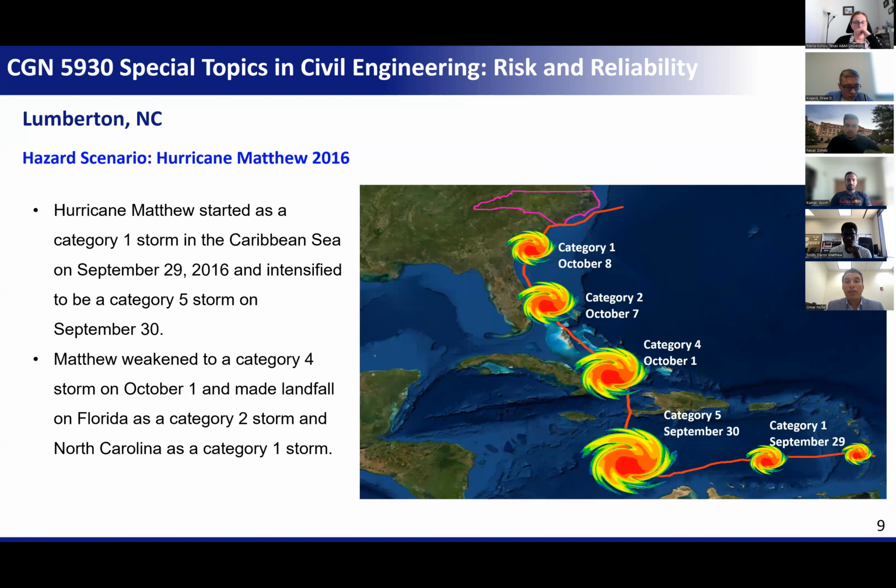So we applied this approach for Lumberton, North Carolina, as I said, and we used Hurricane Matthew in 2016 as a hazard scenario. Hurricane Matthew started as a Category 1 storm in the Caribbean and then intensified to be Cat 4, but at landfall, it was a Category 1 storm. It made landfall on October 8th in 2016. There was coastal flooding, but also riverine flooding that came from the heavy rainfall.